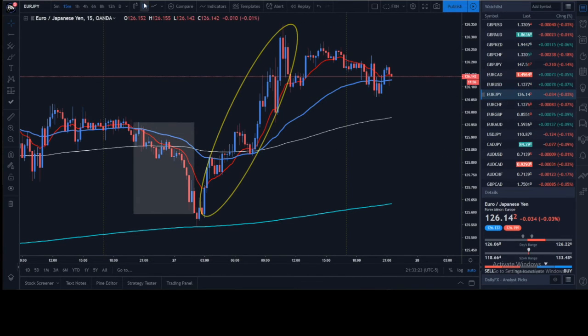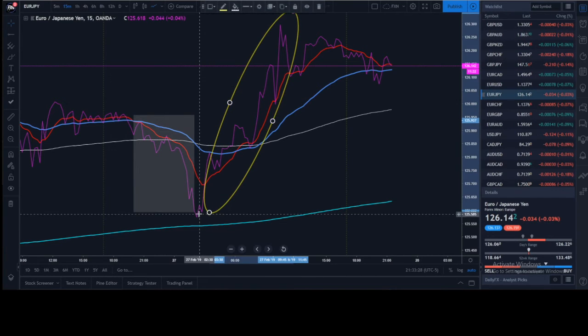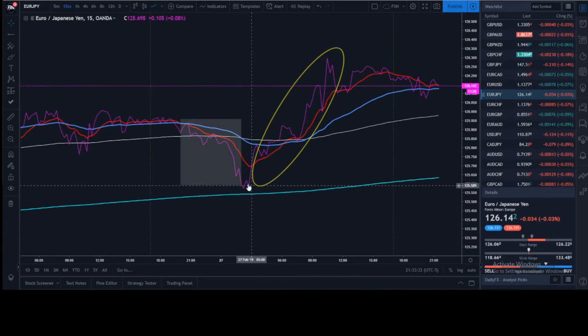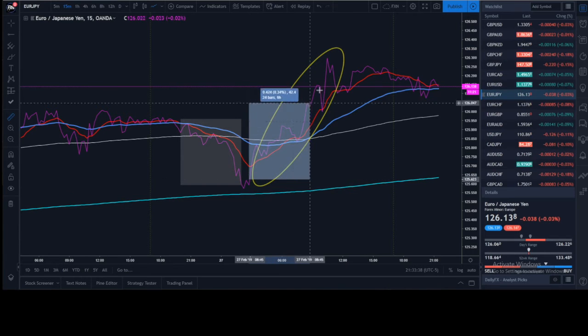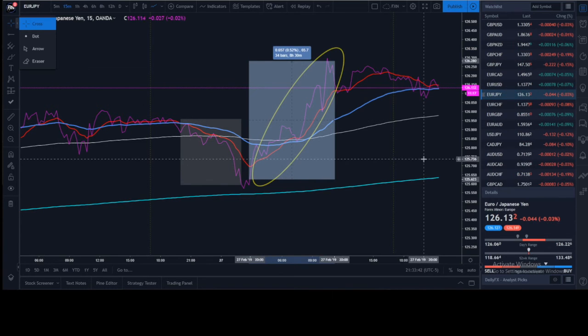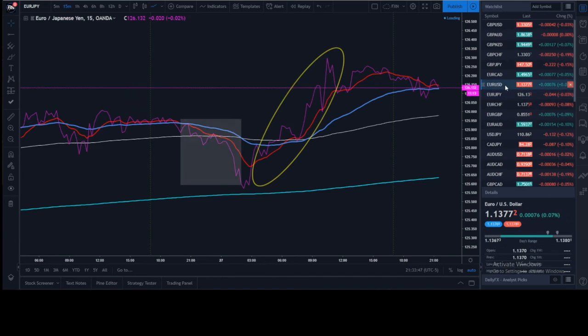Euro JPY, same thing. We got a W here. Got a nice type 2 setup on a W here, right out of the Asian range, 2:45, 3 o'clock in the morning. This is all Eastern time, and that's another 65 pips. So they pretty much all did the exact same thing when it comes to the JPY pairs.